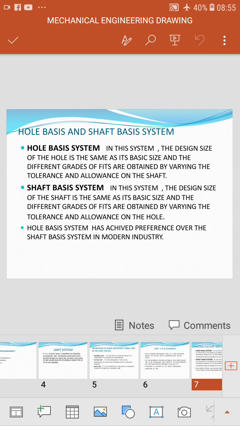In case of the shaft basis system, the design size of the shaft is the same, or constant, as the basic size, and the different grades of fits are obtained by varying the tolerance and allowance on the hole. It means the shaft is not machined and the size of the hole is adjusted by machining the internal diameter. The hole basis system has achieved preference over the shaft basis system in modern industry because it is easier to machine a shaft than a hole.